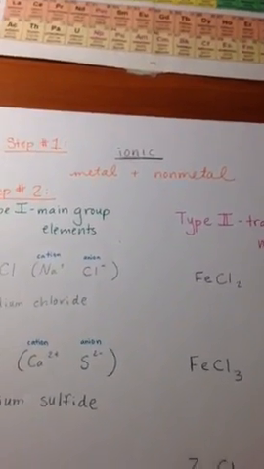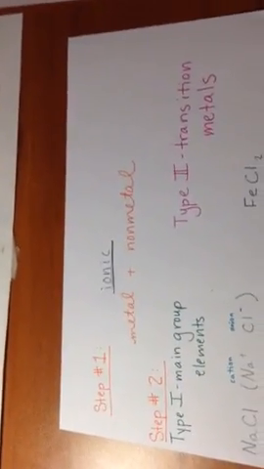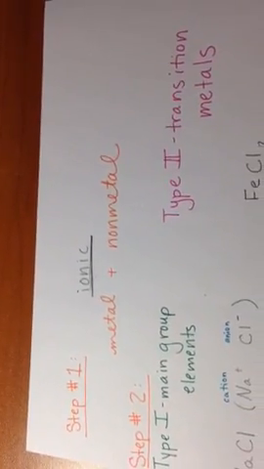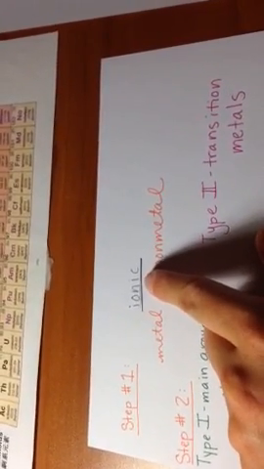Alright guys, we're back. Talking about naming. So just to review what we went over in the last video, we're talking about how to name ionic compounds. You can go through a series of steps to decide which rules you need to use to name it. Step one is to make sure that the compound you have is indeed ionic.